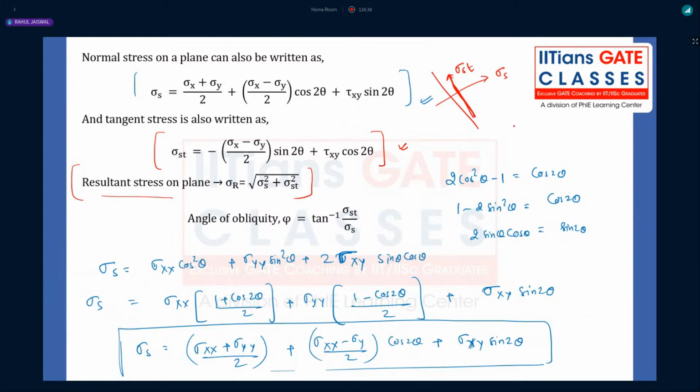We just find the angle. Then what will be the angle? This will be the phi, where this component will be sigma st, and this component will be sigma s, on this plane AB. I'm talking about the plane AB. Getting my point, all of you? Please make a note of it.